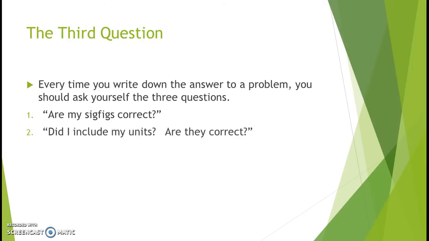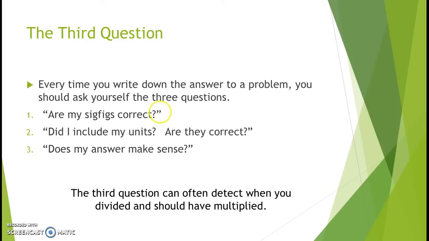We need to ask ourselves, did I include my units, and are they correct? Because numbers have no meaning without units. And the third thing we need to ask ourselves before we put an answer down is, does my answer make sense? And it's this third question that we can use to our advantage today. The reason why is because the third question can often detect when we divided when we should have multiplied, or multiplied when we should have divided.